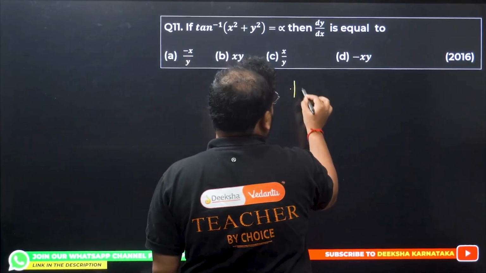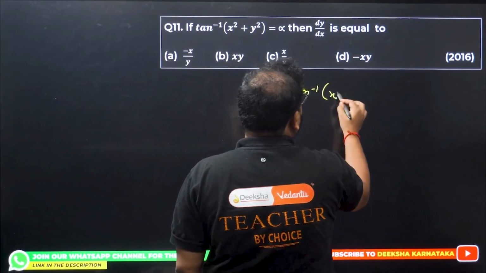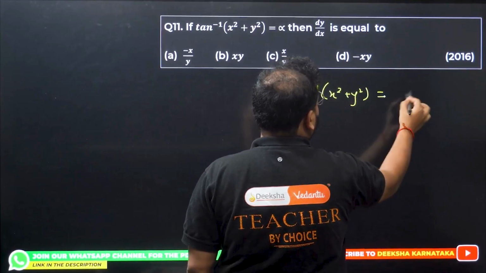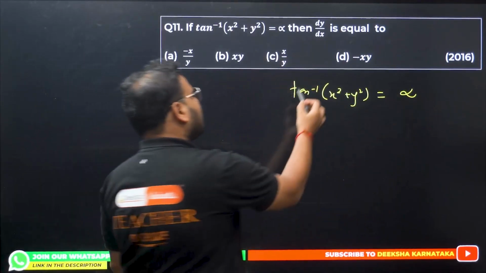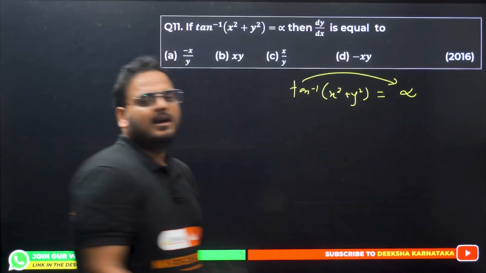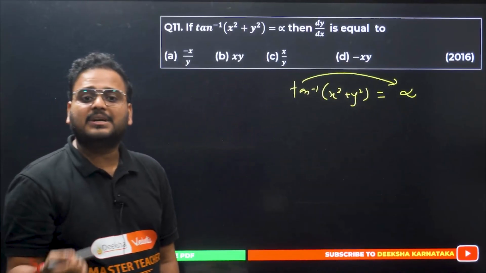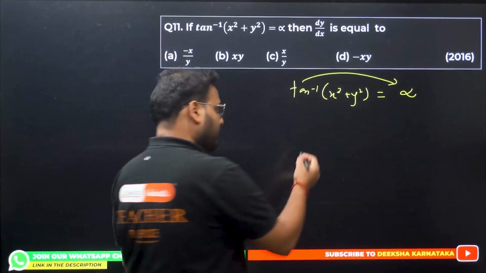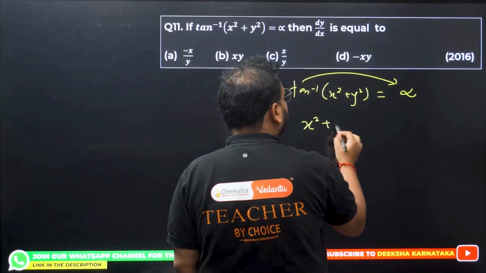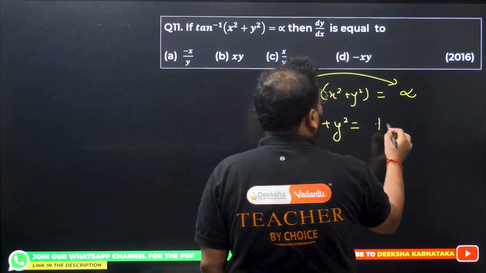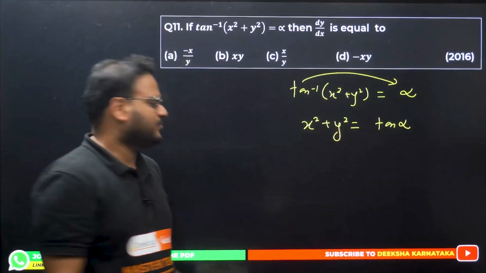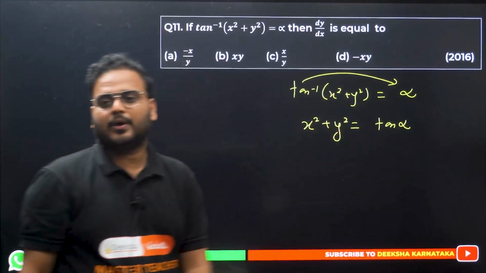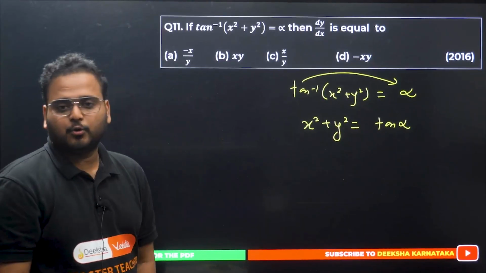Okay, tan inverse of (x square plus y square) equals alpha. Tell me what you think of this. Of course, take tan on this side. It will become simply tan alpha, which is a constant. So I get x square plus y square equals tan alpha. Remember what this is the equation of? A circle, where the radius is root of tan alpha.